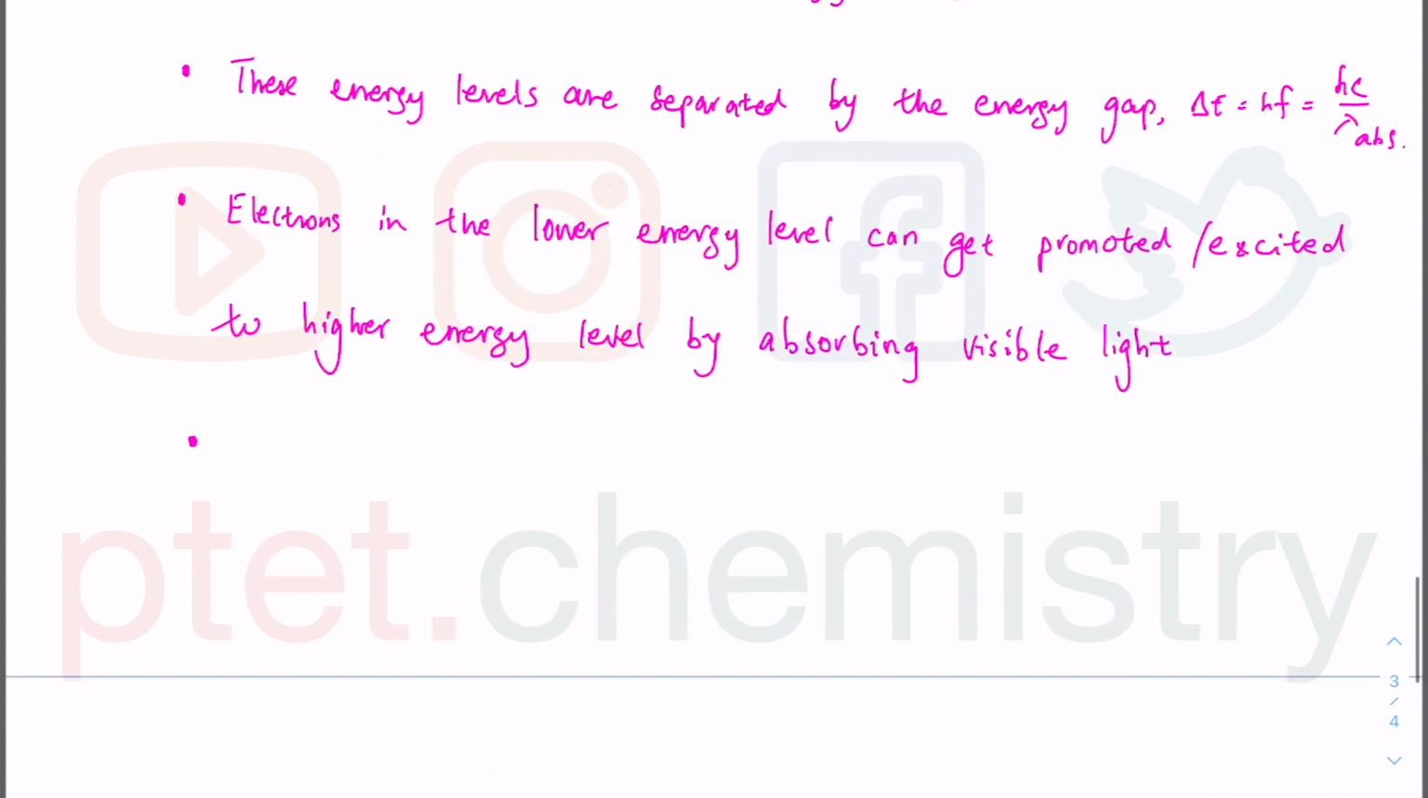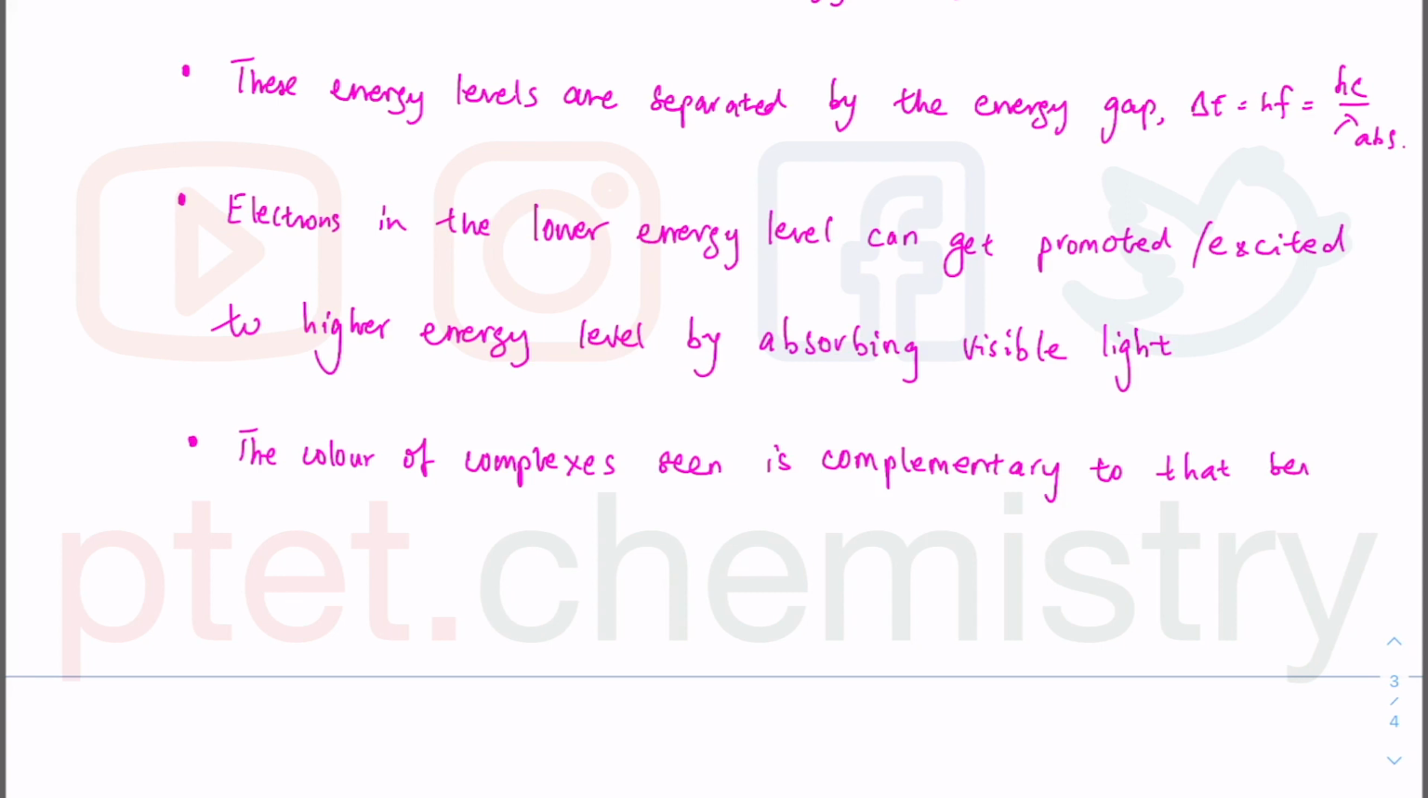So what color do we see? The color of complexes seen or observed is complementary. There's a color wheel associated with this: the color is complementary to that being absorbed by the complex. Whatever is being absorbed does not pass through, so whatever you see is a result of, or a combination of, whatever passes through.